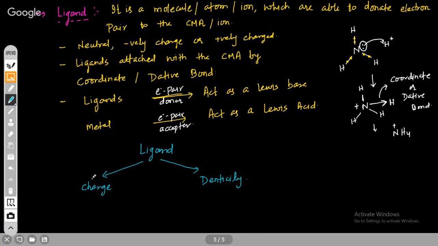Okay, so did you understand the basis of classification of ligands? One is on the basis of charge, and the other one is on the basis of denticity. What is denticity? It is the number of electron pairs one ligand can donate. If denticity is 1, it is called a monodentate ligand. If denticity is 2, it is called a bidentate ligand, and so on. Is it clear? Yes.